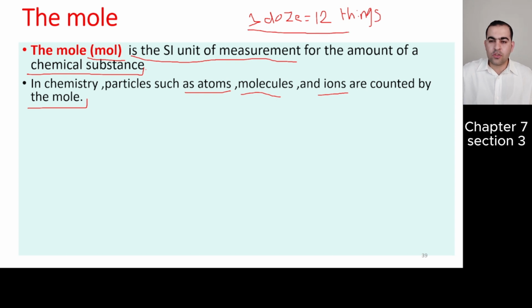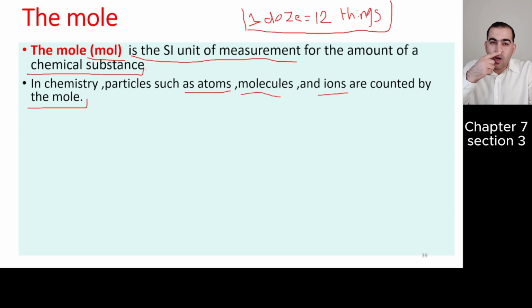1 dozen equals 12 things. For example, 1 dozen pencils equals 12 pencils. Instead of saying 12 pencils, it's much easier to just say a dozen pencils. But in chemistry, we don't use dozen. Dozen doesn't give us any information. This is why we don't use dozen.